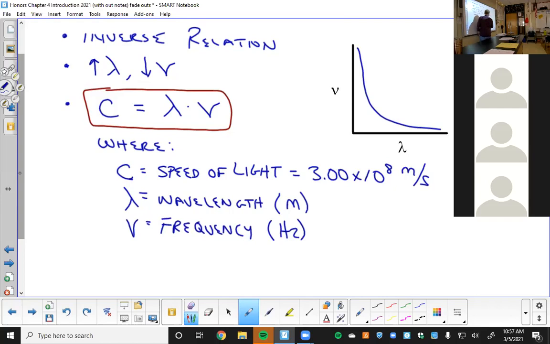But this is where reciprocal seconds is nice, because you can see how the units cancel out when you do it this way. One over second, anything per second is a hertz. So if you want to see units cancel, you use reciprocal seconds.